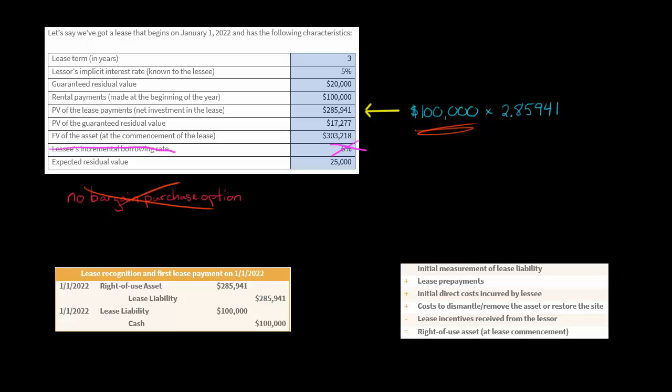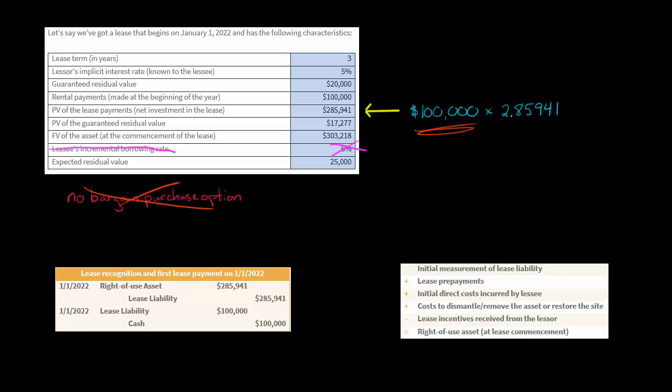That's going to appear on the statement of financial position for the lessee at the beginning of the lease. So this is January 1st, 2022, and they're also going to record a right of use asset. Now, in this example, it's not always going to work out like this, but in this example, the right of use asset is equal to the lease liability.